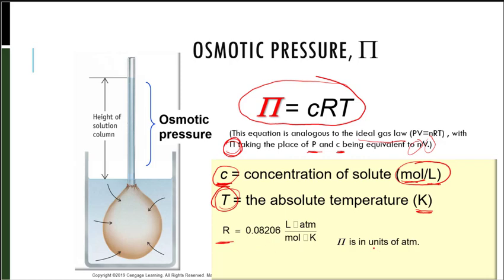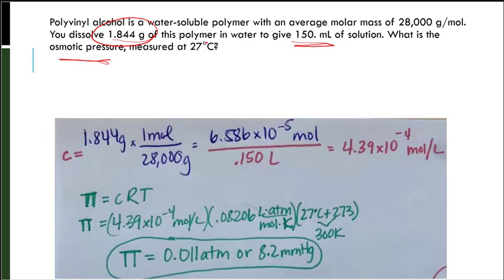So let's look at an example problem. We're told that polyvinyl alcohol is a water-soluble polymer with an average molar mass of 28,000 grams per mole. You dissolve 1.844 grams of this polymer in water to give 150 milliliters of the solution. What is the osmotic pressure measured at 27 degrees Celsius? So it's asking for osmotic pressure. I'm going to look at that osmotic pressure equation. Osmotic pressure is equal to the concentration times R times T.